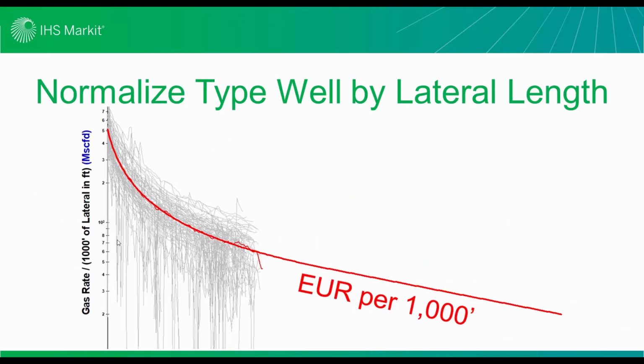Another reason is to normalize your type wells. So in episode number 25, we learned how to normalize our type wells by lateral length. But really, you can use any completion variable to normalize your type well. But first of all, we need to get those completion details into Harmony, and that's what we're going to learn today.